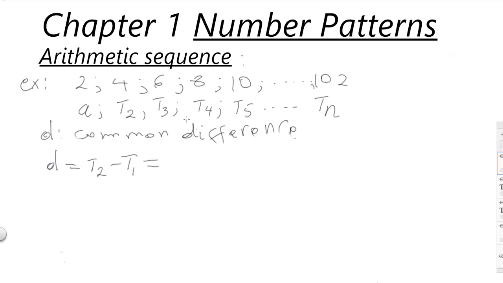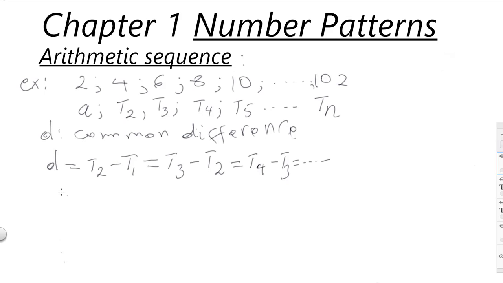And the common difference, I can also find it by doing what? 6 minus 4, which is 2, meaning the third term, which is 6, minus 4, which is the second term. So all this will be equal. And then here we have the fourth term minus, and so on. So this is a very important formula.